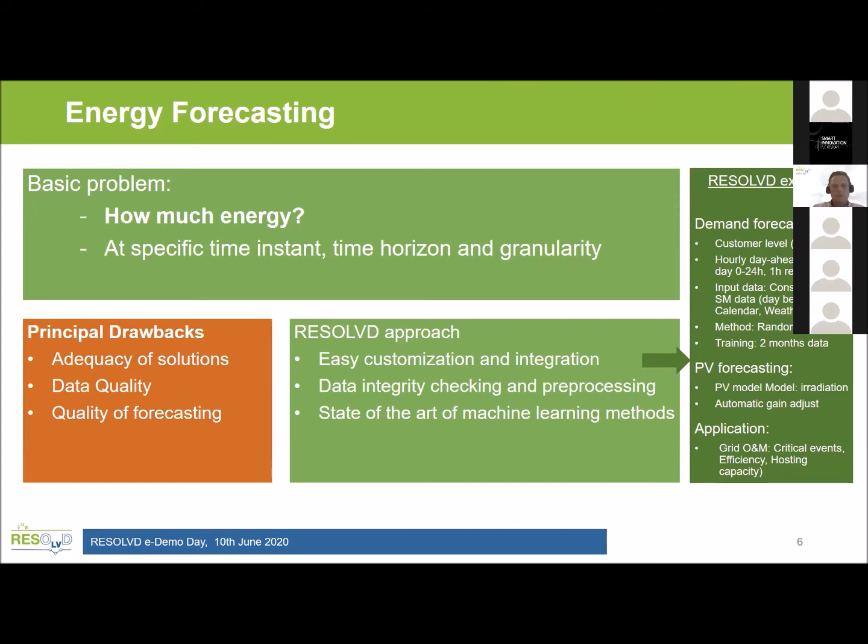And from the perspective of the methodology, we use what is called random forest and train two models. For the generation forecasting, instead of using a machine learning strategy, in this case, we adopted a simple model based on the radiation at the site, and then we are continuously adjusting the gain in order to cope with the seasonality of the model. Okay. And this has been integrated into the DMS, the distribution management system, just to support the operation and the management of the grid.